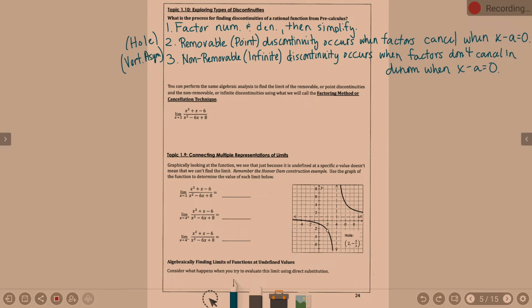So this is where it comes into plugging things in. We're going to run into problems here. What happens if we plug things in here? Did you try plugging anything in? Well, you get 0. You get 0 as a numerator.